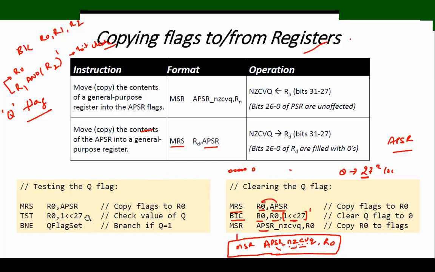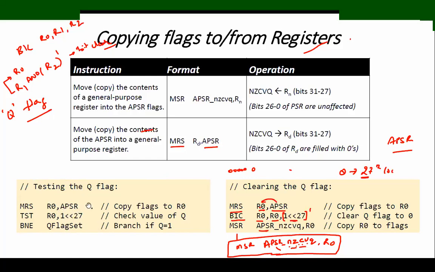So this is how we use the test instruction. How do we actually check the Q flag? Next, branch if not equal. If the Q flag is set, branch if not equal. In this way, this is the only way that I can check the Q flag, by using this APSR.